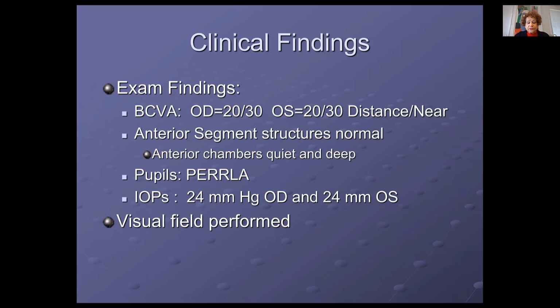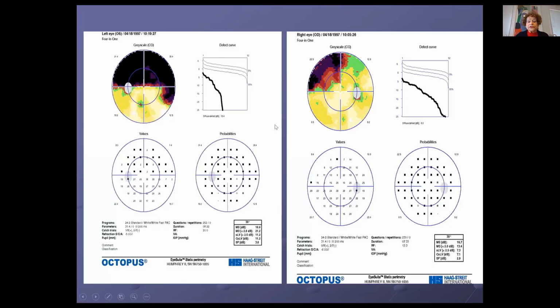So while she was dilating, we performed a visual field because she was a glaucoma suspect. She had elevated pressures. She was African-American. So let's do a field, not waste time. And these are her visual fields.